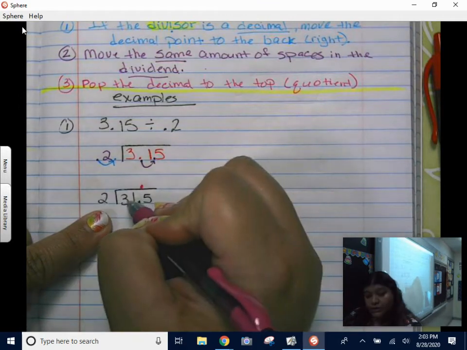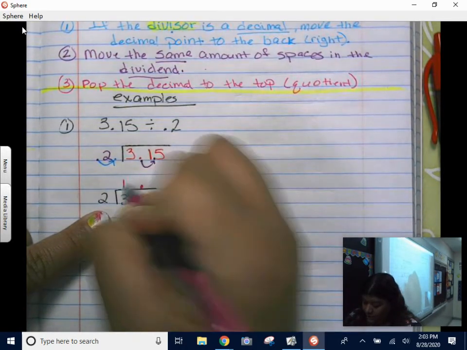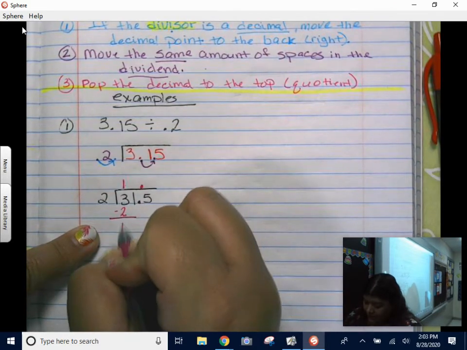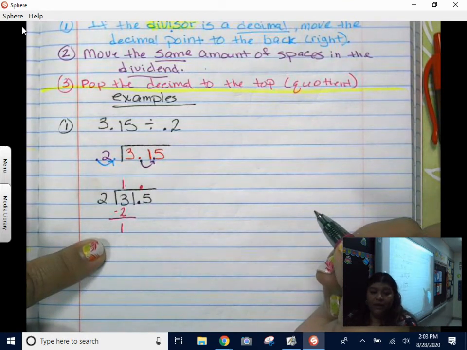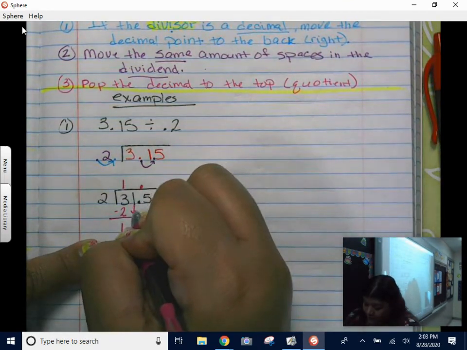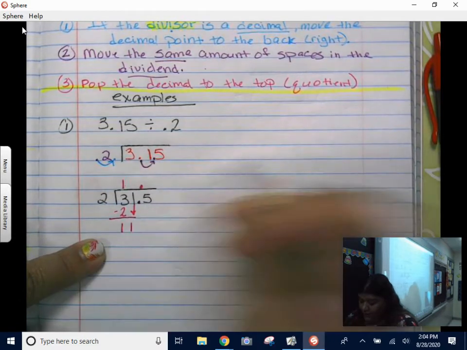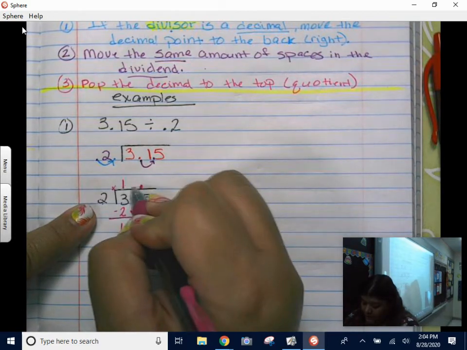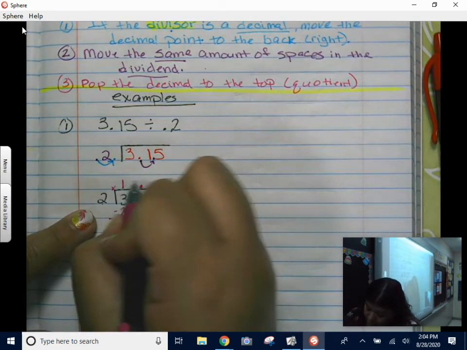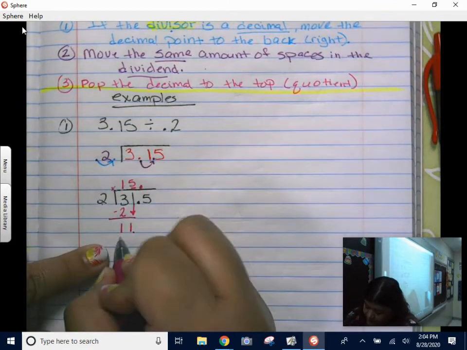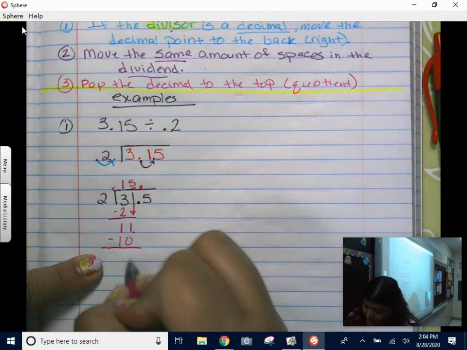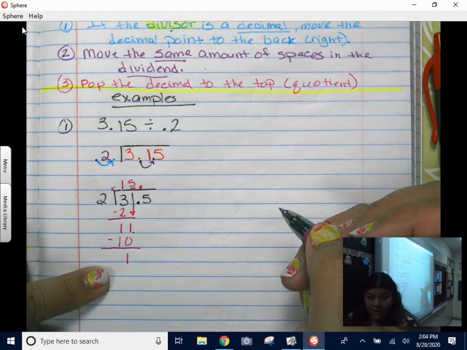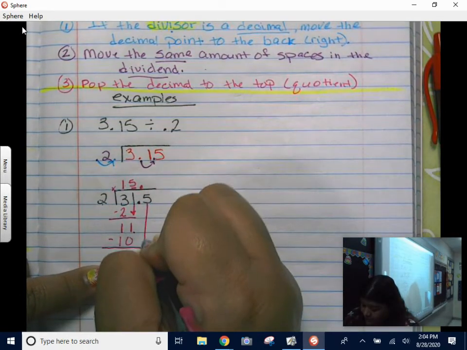Can 2 go into 3? Go in 1 time. So 1 times 2 is 2. Subtract, and you get 1 left over. Okay? What do we do next? We bring down the next digit. Okay, and that's a 1. So now I have 2 going into 11. In other words, 2 times what gets me close to 11? 2 times 5. 5 times 2 gives me 10. I subtract, and I get 1 left over. Okay? Next thing we do, bring the next digit down.